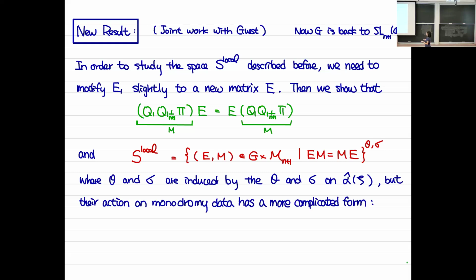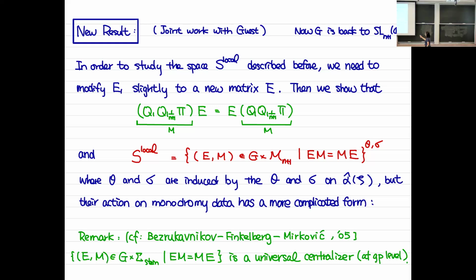E is in G, and M is in M_{n+1}, and they commute, and it imposes this theta and sigma. I need to justify this later on. They are induced by the theta and sigma on the connection, so now they are on the monodromy data, and especially the modified monodromy data. But their action doesn't look as simple as before. In the many slides before, theta and sigma were conjugating by constant matrices, but now it's not. Just a remark about this space: this is in fact a universal centralizer at the group level. It was mentioned at the Lie algebra level on Monday. So this is the group level.